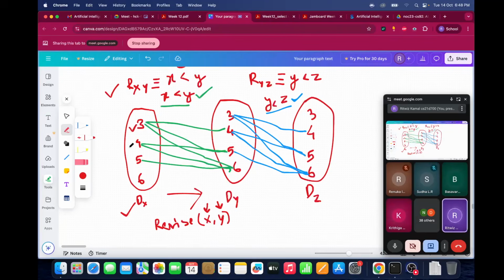What about 4? Yes, there are two elements, so there is at least one element. For 5 also there is at least one element. Actually there is exactly one element. For 6, do we have any element in y for which they are related? None, right? So what this function revise will tell us is to remove 6 from the domain of x.